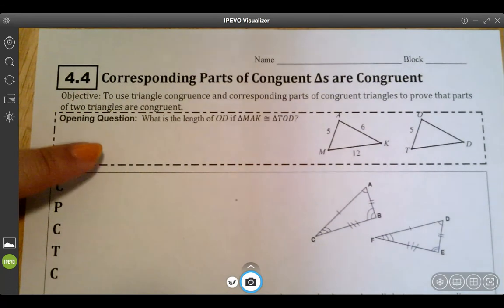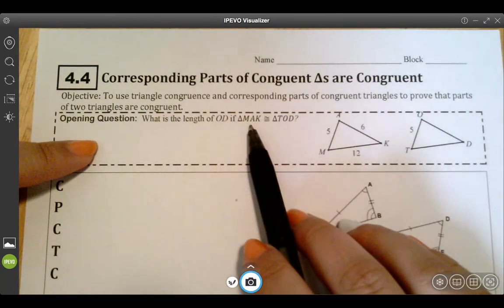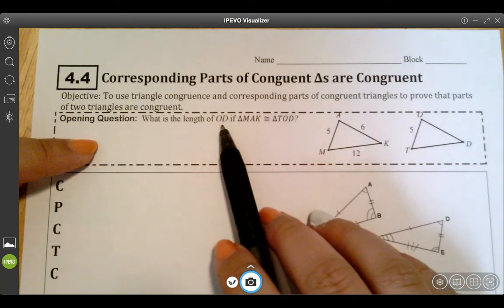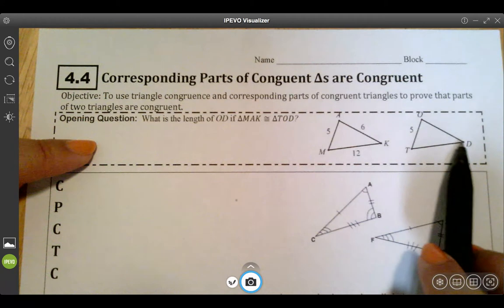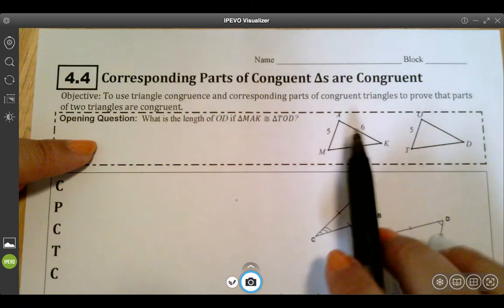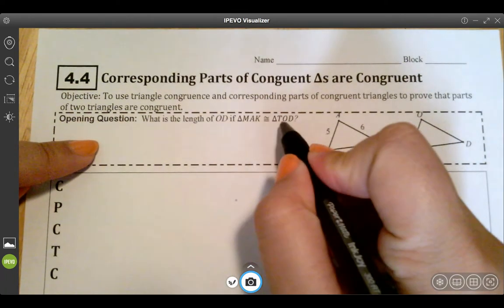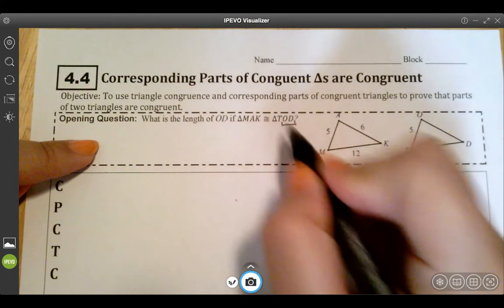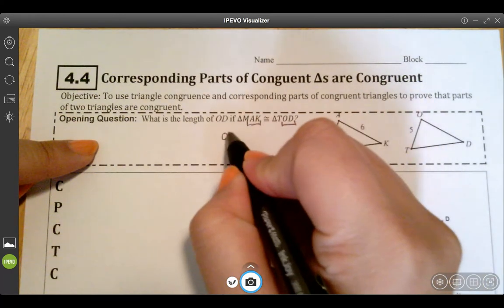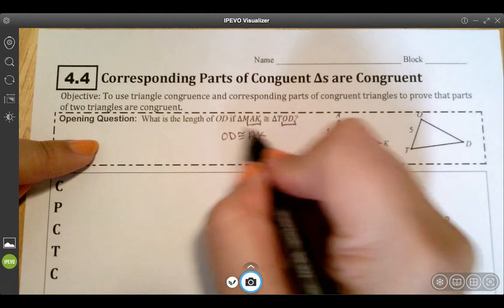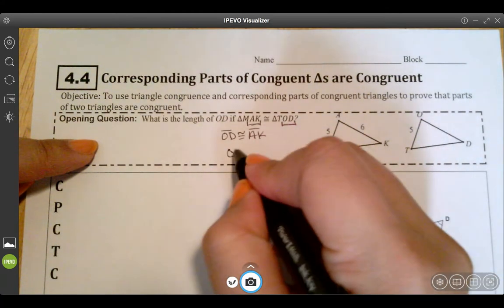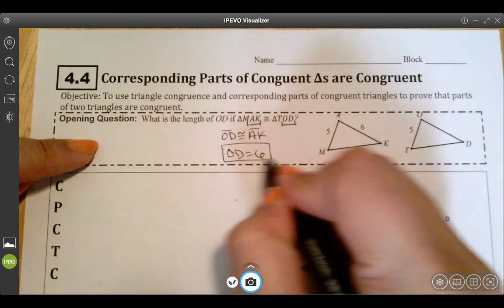So if we're looking at these two triangles and we know that the triangles are congruent, how do we find the length of OD? Well, since the length of segment OD is not labeled, we can get that length from its congruent triangle. So here we see OD is the second 2 letters there. So then OD has to be congruent to AK, which means we can take the length of segment AK and say that OD equals 6.